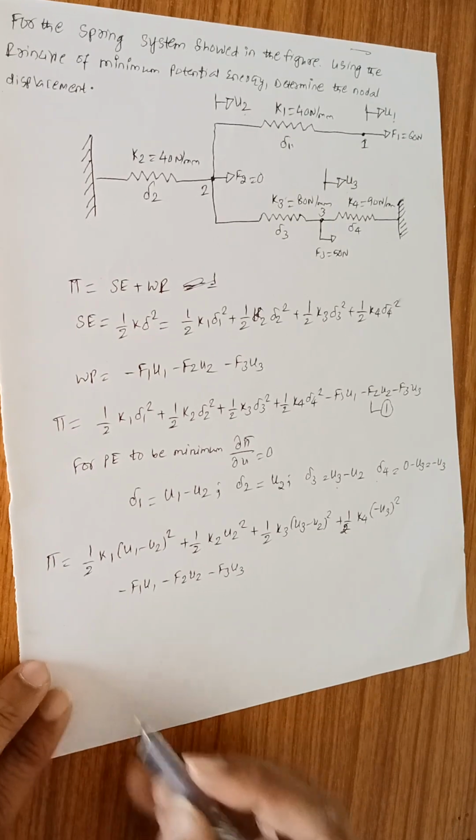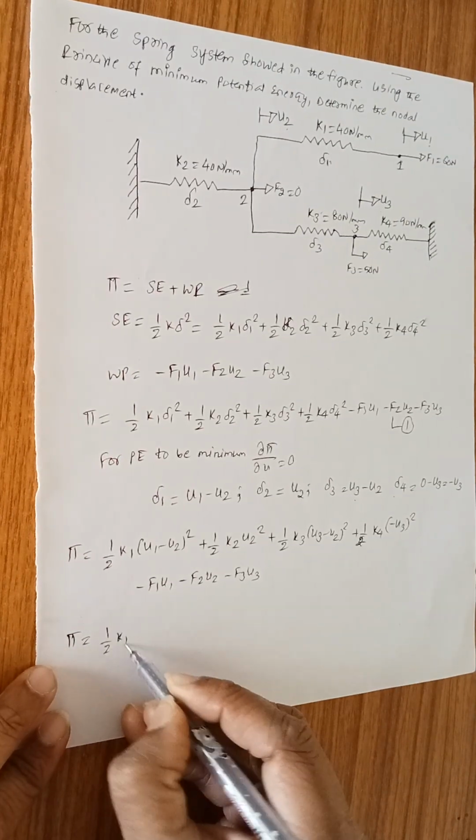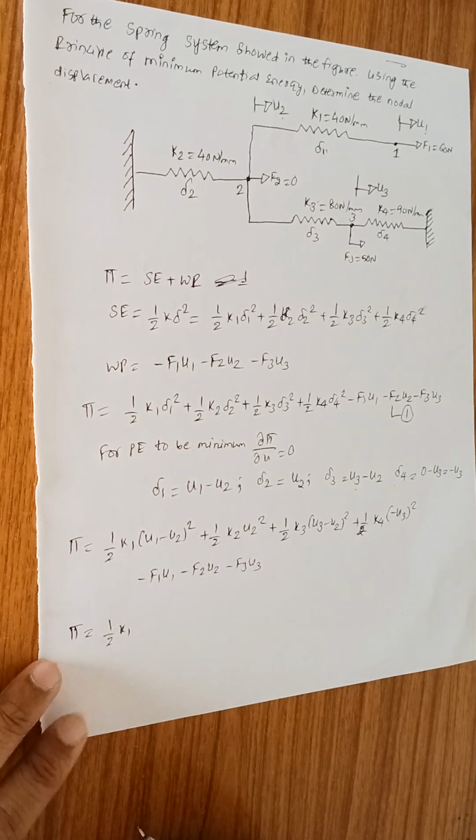Now let's try to simplify this equation. You will get pi equals to half k1. So here I'm going to apply a minus b the whole square formula. That is, it's in the form of u1 minus u2 the whole square.